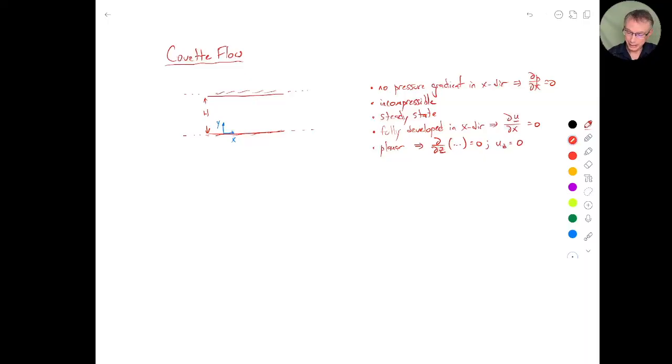All right, and I think that's all the assumptions we'll make at the moment. We may make some more a bit later, but I'll just write those down here. So this is really our definition of a Couette flow. We're just setting up the system that we're interested in studying.